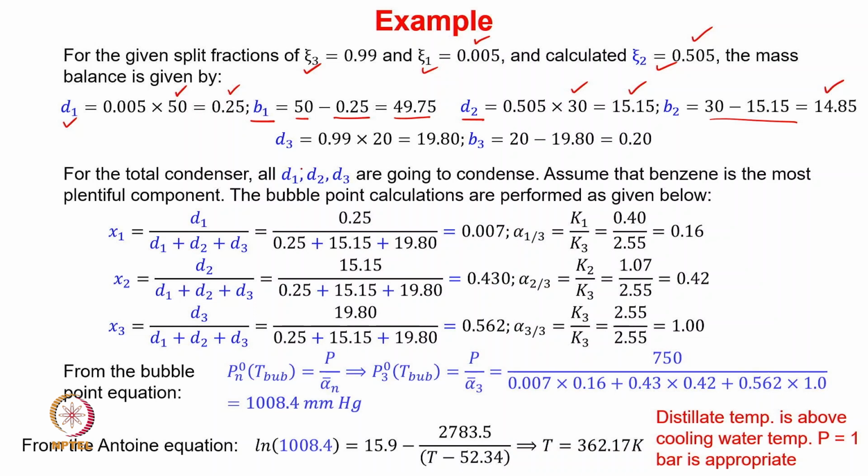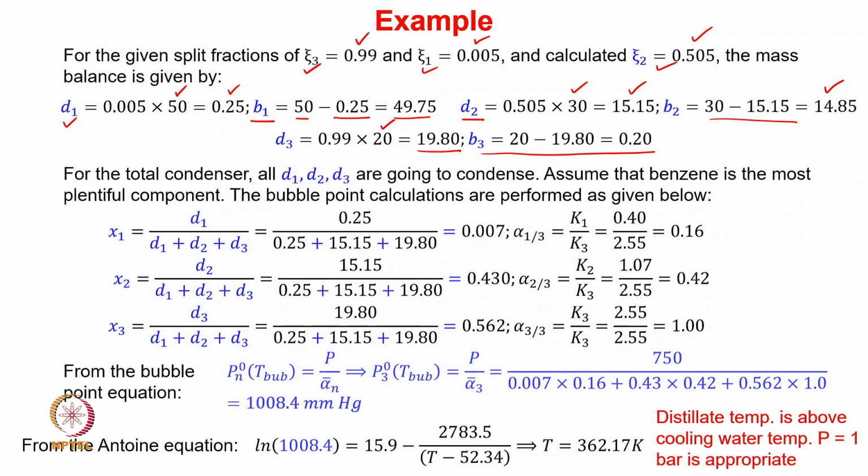Similarly, we can calculate for benzene. So benzene is a light key component, so its split fraction is given as 0.99. So 0.99 multiplied by the feed rate, which is 20, gives me 19.80 kilomole per hour. This much amount of benzene will be in the top product, and whatever is the remaining with respect to the feed rate will be in the bottom product. So in the bottom we will get 0.20 kilomole per hour.